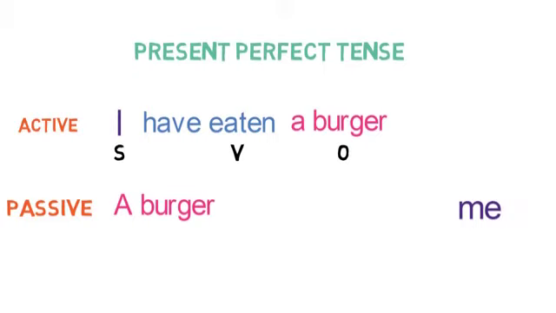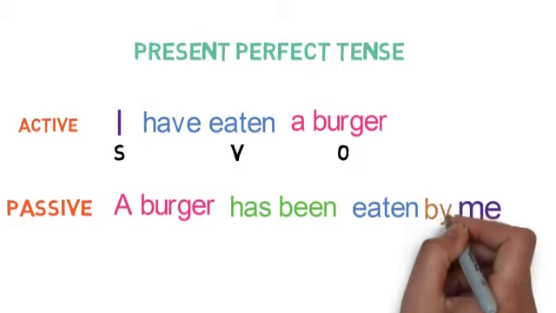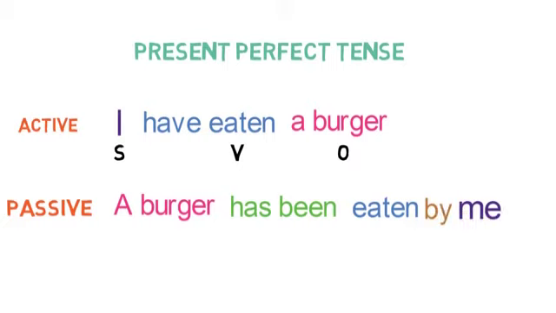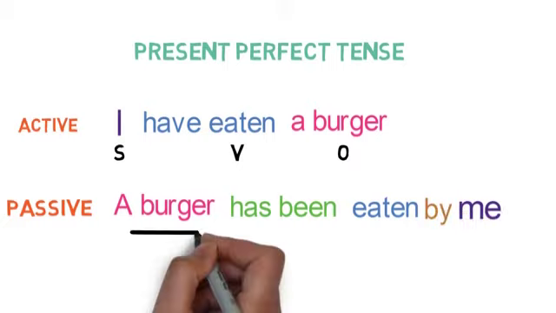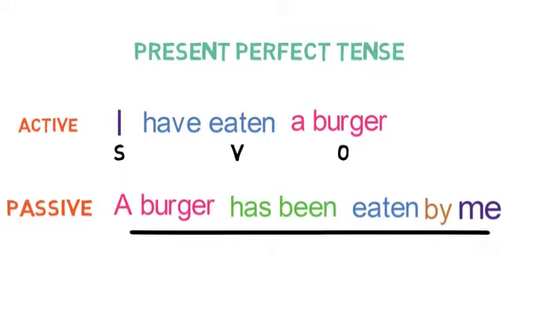Now, converting the main verb to third form, it will be eaten. Next, adding a suitable helping verb, it will be has been. And lastly, we need to add by here to make the sentence complete. So the whole sentence is a burger has been eaten by me. Now, let's see example of simple past tense.